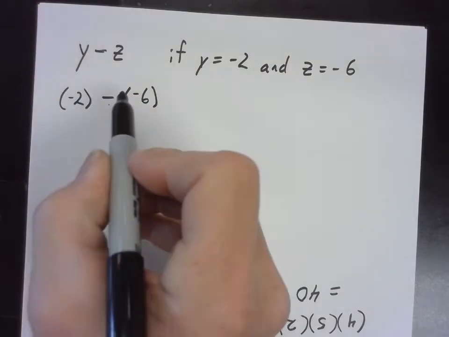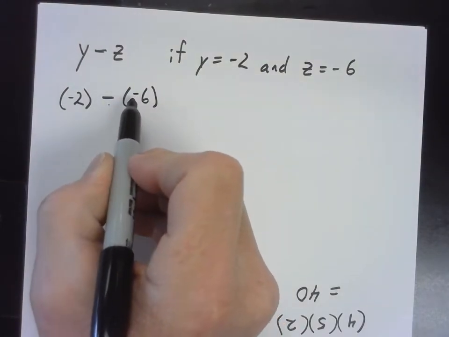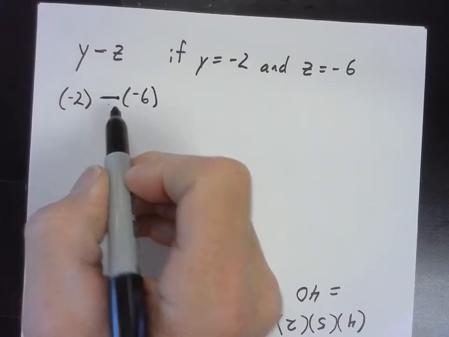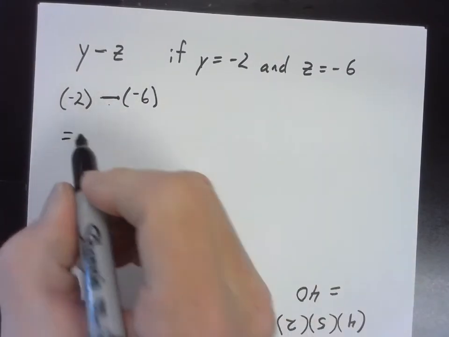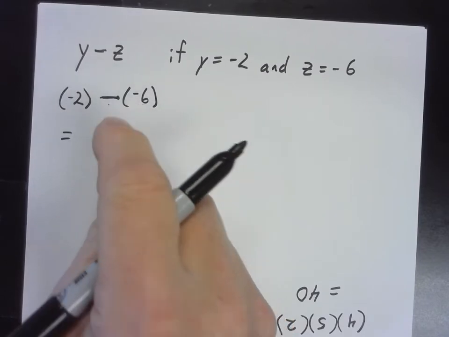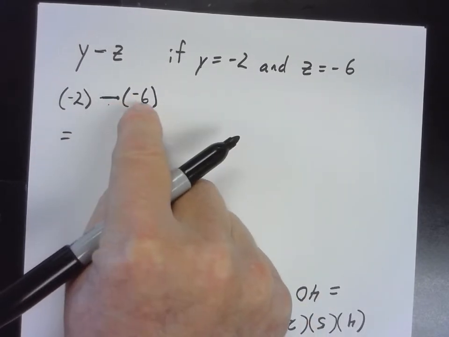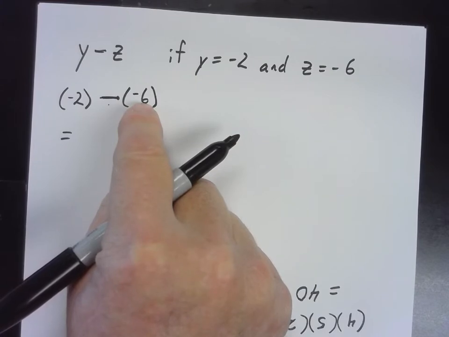Notice my negatives are a little bit shorter and they're a little bit higher than my subtraction symbol, so I can tell what's going on. So this says the opposite of 2, subtract negative 6. Are you going to see the double negative stuff going on without the parenthesis? It's not going to happen, is it?